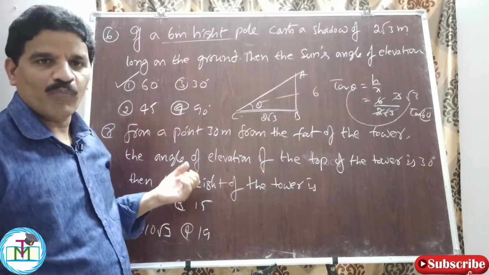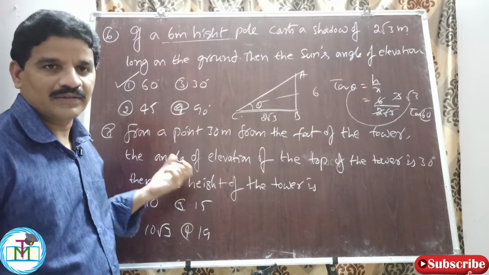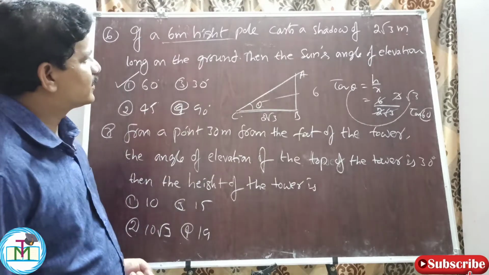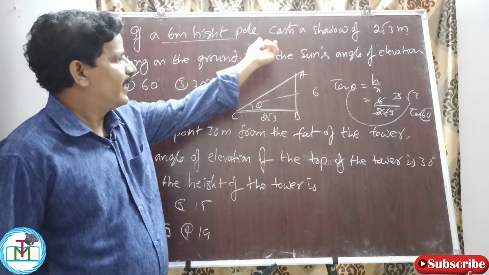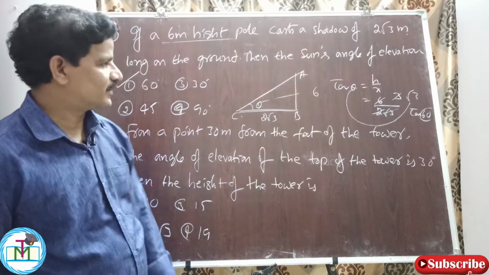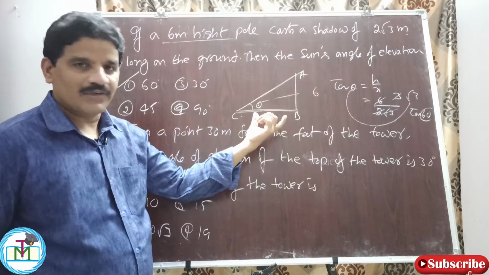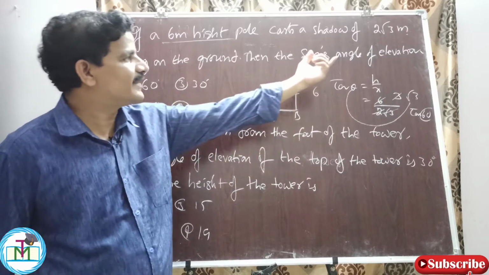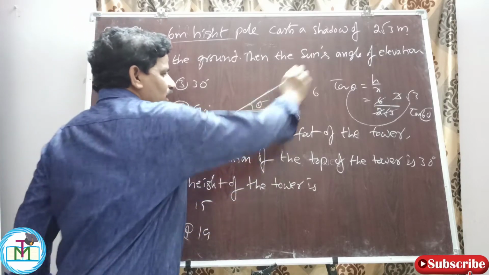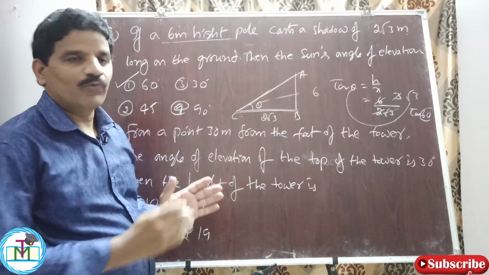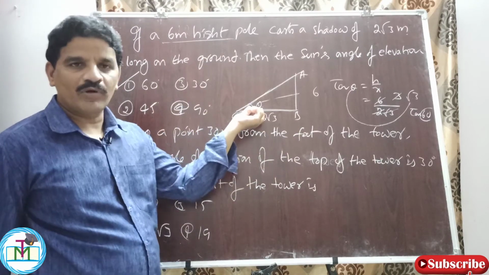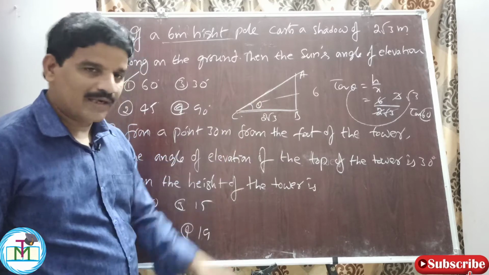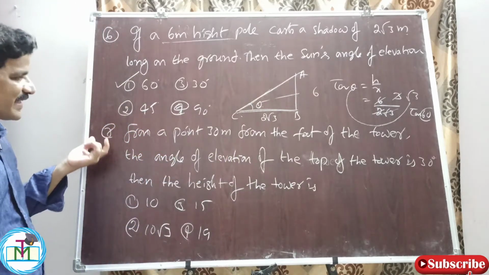This is very, very important while doing heights and distances problems in applications of trigonometry. While reading, if a pole 6 meters height gives a shadow of 2 root 3 meters, take a pole, take its shadow, then what the question is asking is the angle of elevation. Always in the triangle, when we look at the top of a building, top of a tower, top of a pole, we get the angle of elevation. Otherwise you will get the angle of depression.